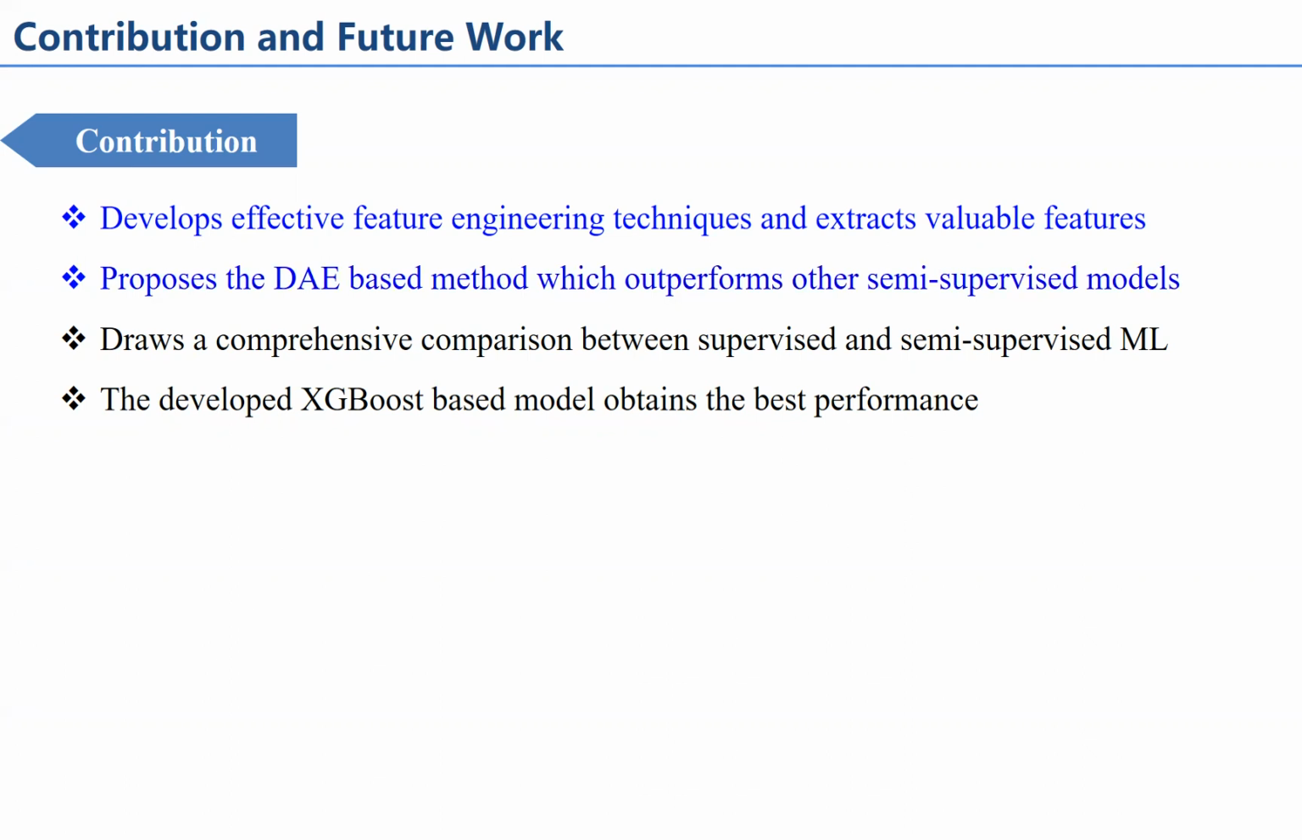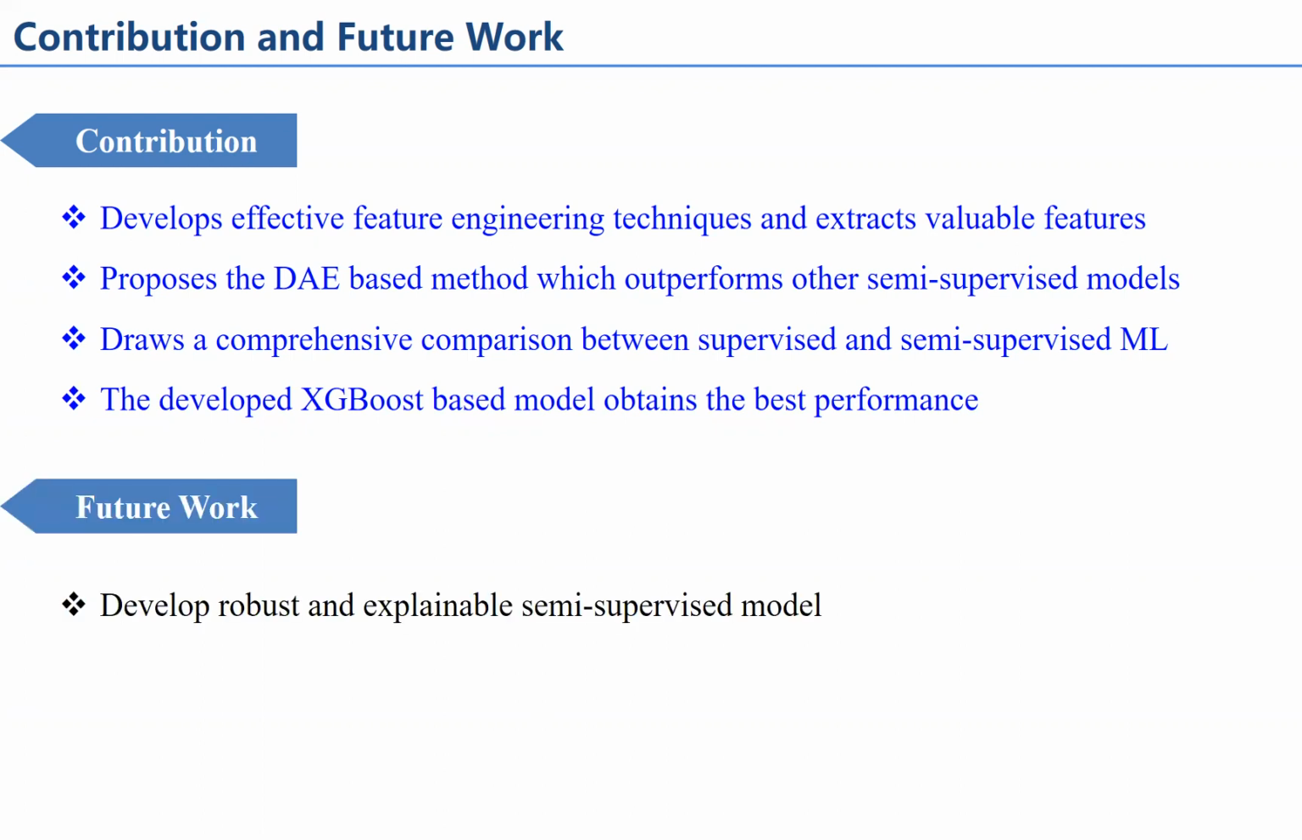Secondly, this paper proposes the deep autoencoder-based method applied for this data anomaly detection task. And the proposed deep autoencoder-based model also outperforms other semi-supervised models. Thirdly, this paper draws a comprehensive comparison between supervised machine learning and semi-supervised machine learning applied for the in-vehicle CAN-bus network data anomaly detection. Finally, the developed XGBoost-based model using the extracted features obtained state-of-the-art performance with the best accuracy, precision, and ROC AUC, beating all other models reported in available publications.